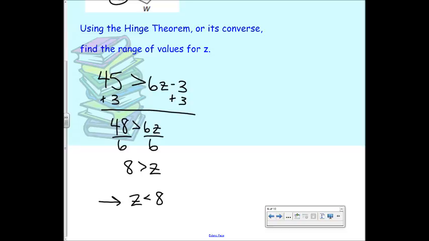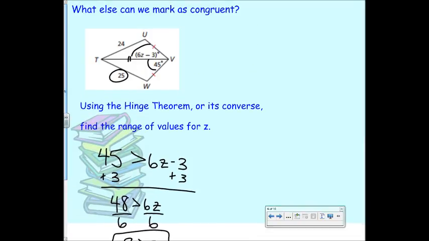All right. So if I just ask you for the inequality, you can leave it right here. If I ask you for a range of values, you would figure out 3 values that it could be, or however many I ask for. I'm not usually going to ask for more than 3. Okay? And again, how did we know that 45 had to be bigger than 6z minus 3? Because the 25 is bigger than the 24.